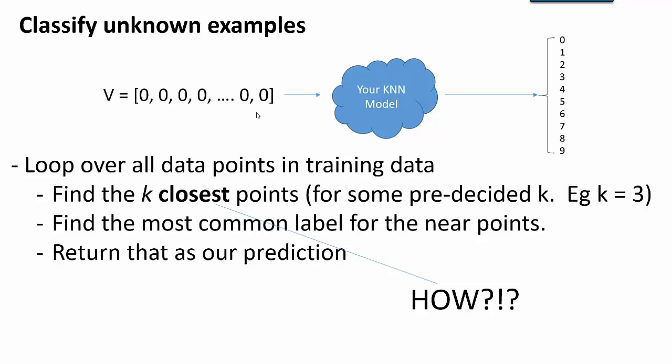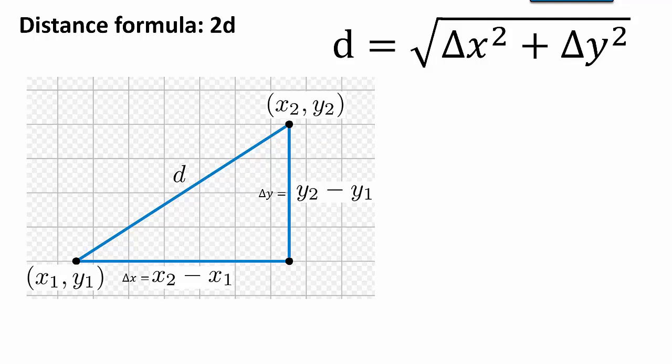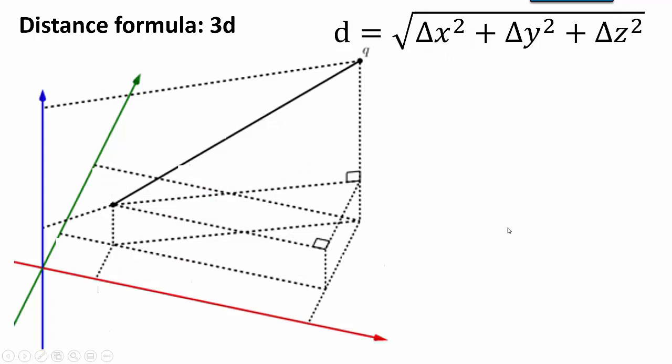These are a higher dimensional space, so how do we figure out which is closest? Well, there's actually a lot of different ways of measuring closeness, but the one we'll use is a generalization of the distance formula. So here's the two-dimensional distance formula, where you just have the difference in x coordinates squared plus the difference in y coordinates squared, and you take the square root. Here it is in 3 dimensions.